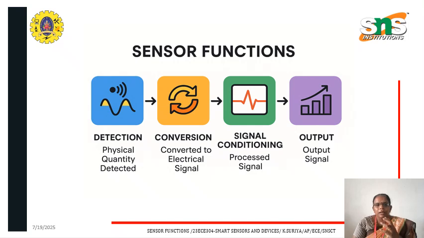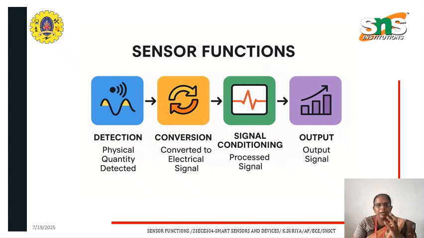Next one is conversion. It converts the sensed physical quantity into a measurable electrical signal, say voltage, current, or resistance. It is also known as transduction. An example is a thermistor converts a temperature change into a resistance change. For example, a microphone converts sound waves into an electrical signal.